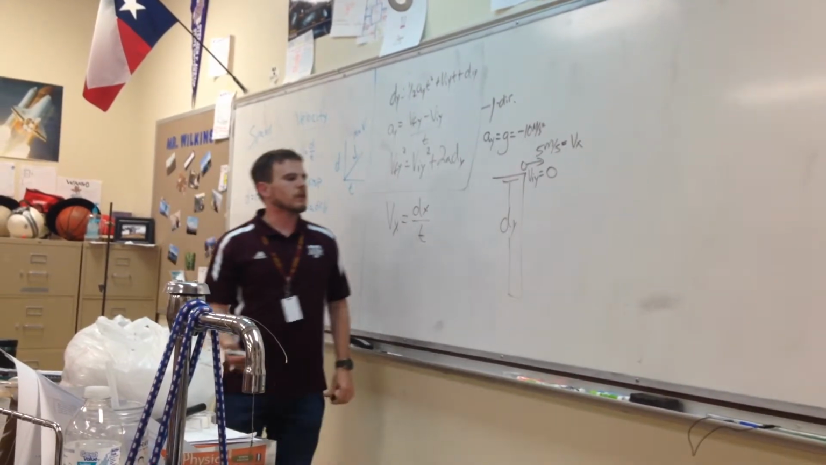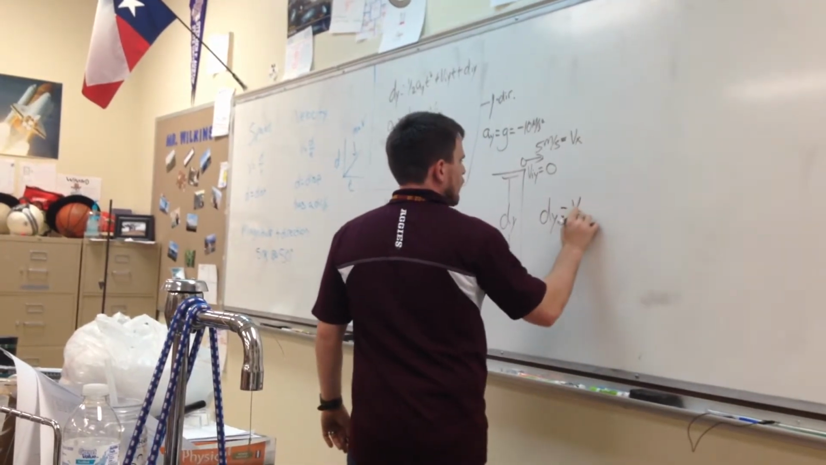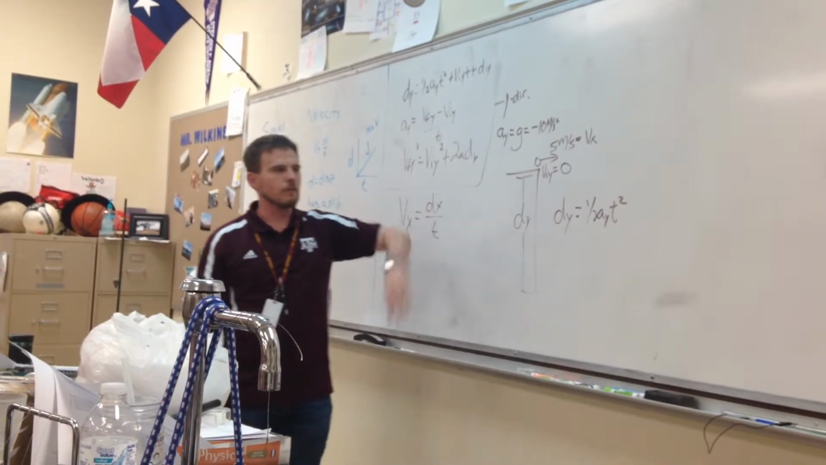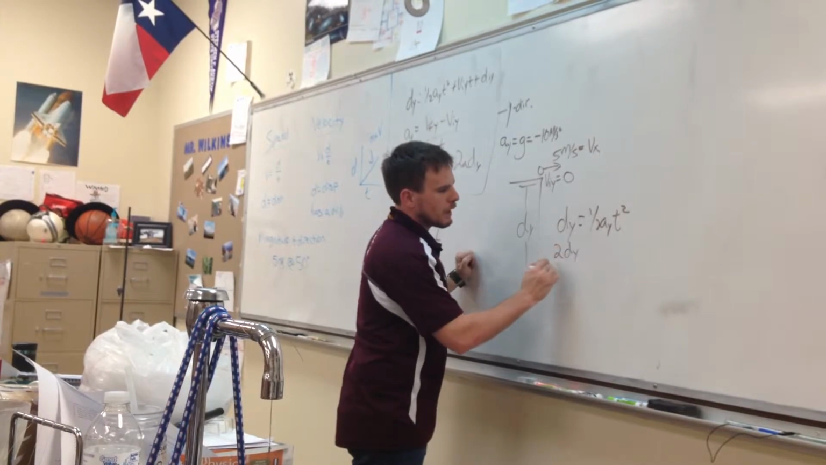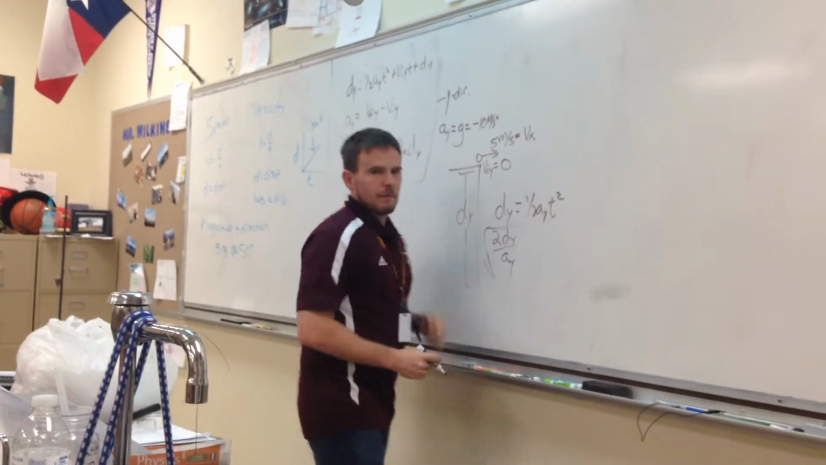Right? So, for instance, if we were trying to find, I'm just going to plug this in, dy equals 1/2 ayt squared. Initial velocity in the y is 0, so we can leave that out. If you're trying to solve it, it would be 2 dy over ay square rooted. Okay? Hang on.